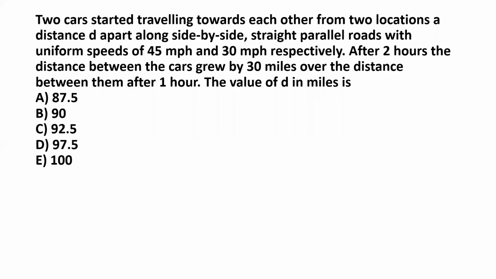Two cars started traveling towards each other from two locations a distance d apart, along side-by-side, straight parallel roads with uniform speeds of 45 miles per hour and 30 miles per hour respectively. After 2 hours, the distance between the cars grew by 30 miles over the distance between them after 1 hour.